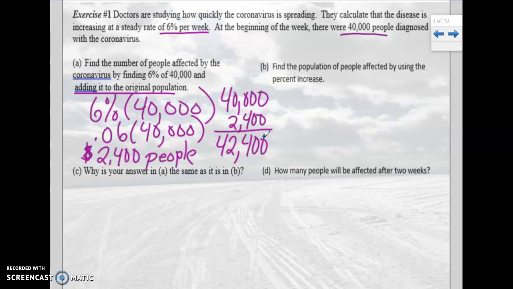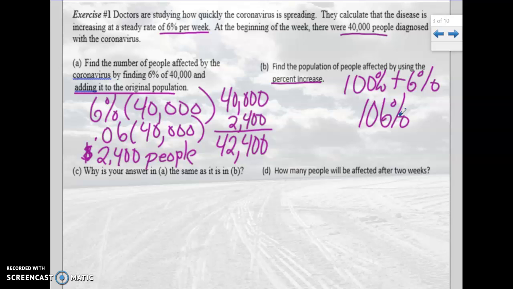I told you I would teach you the shortcut, and maybe you already knew this because this is how you figure out tax when you're buying an item, or how you might figure out a different percent increase. Let's find the population of people affected by using a percent increase, meaning let's take the percentage, 6%, and add it to 100. So we're going to do 100% plus 6%. So that's simply 106%. And it's a lot easier to add 100% and 6% than it is to add the 40,000 and the 2,400, at least in our head, right?